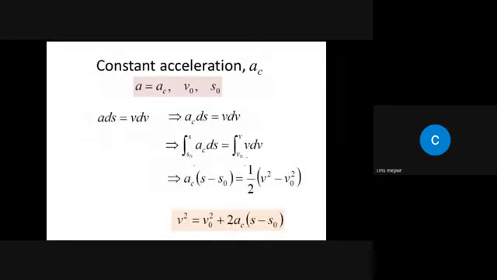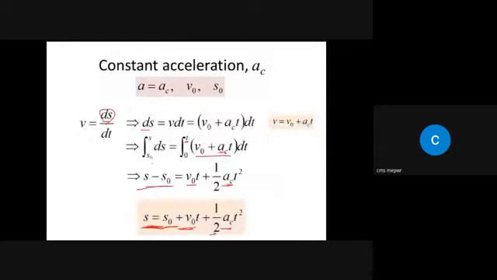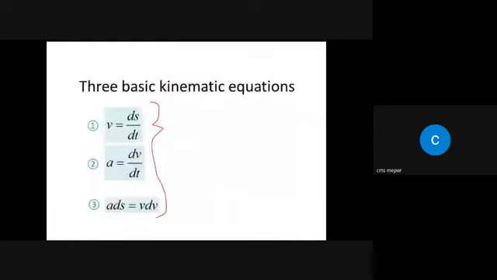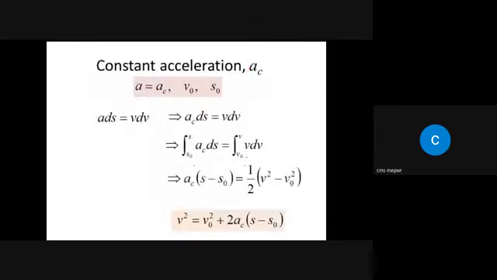Now let's derive another equation, which is the third equation of motion. Again, we are having the constant acceleration case, so we can use this third equation. By using this basic kinematic equation, we can derive another one, a ds equals v dv. So a can be constant, and for v dv, basically we can put the limits, s naught to s, and v naught to v.